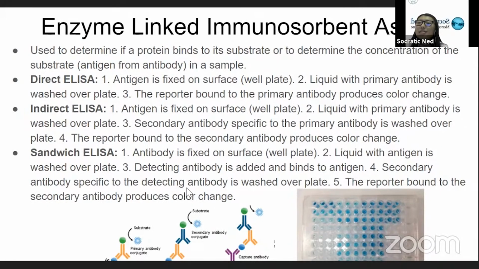That's the slight difference between each of them. So direct, it's just the primary antibody. Indirect, it's based on that secondary antibody. And sandwich ELISA, because you have these two antibodies sandwiching the antigen and then also having that extra secondary antibody producing the color change.